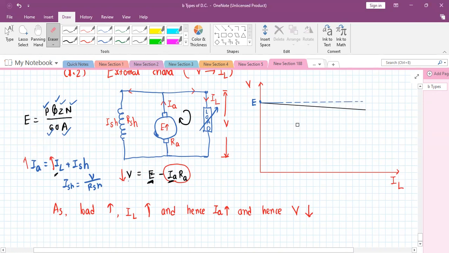But here the drop occurs. Which drop is this? This drop, which drop is it? IA RA drop. Are you getting? IRA drop.